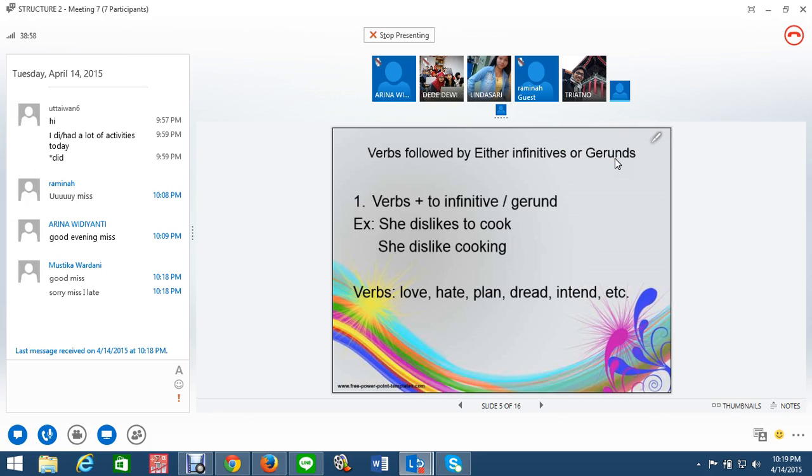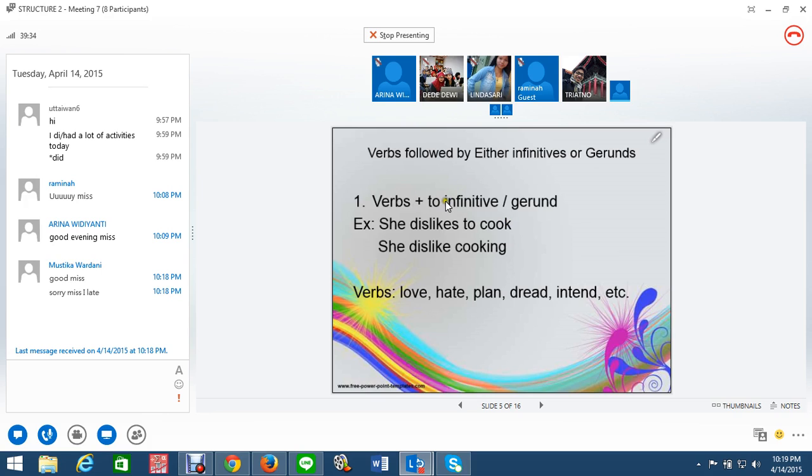There are some kinds of verbs that can be followed by either infinitives or gerunds. So the things that you have to remember here are what kinds of verbs can be used with either infinitive or gerunds. This is very easy, right? The first is that you have to remember the formula, and then you have to remember what kinds of verbs can be followed by either infinitives or gerunds.